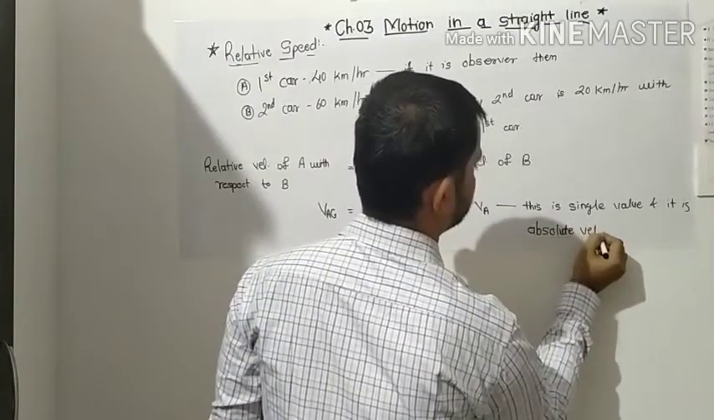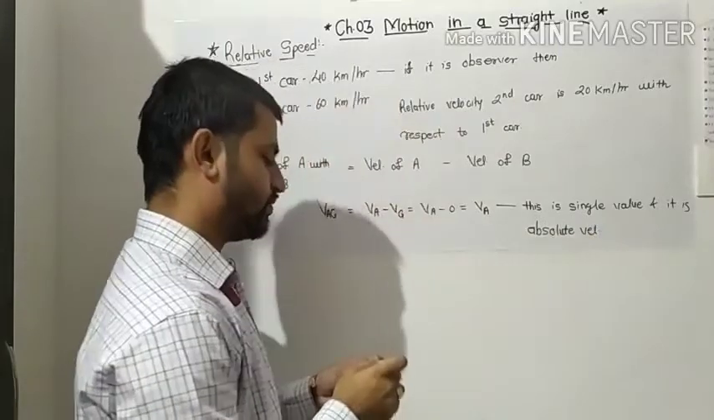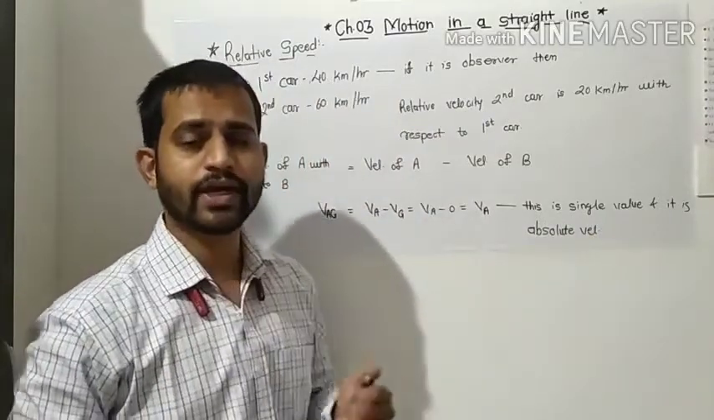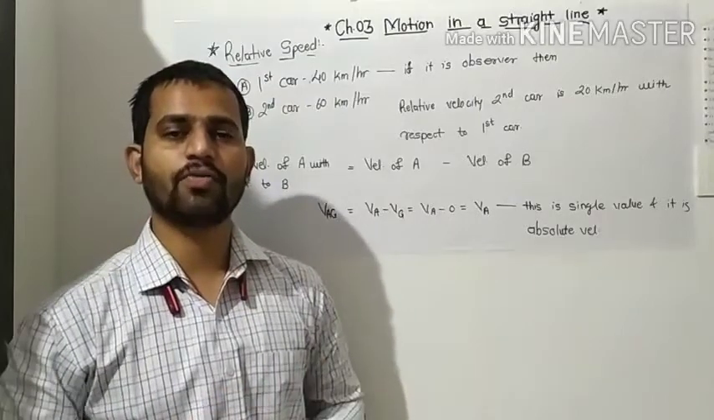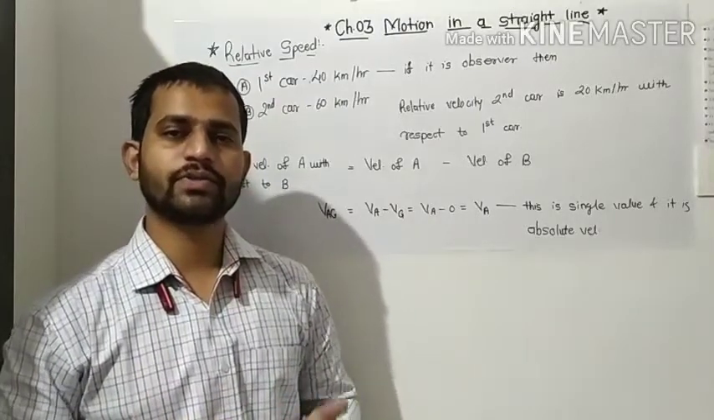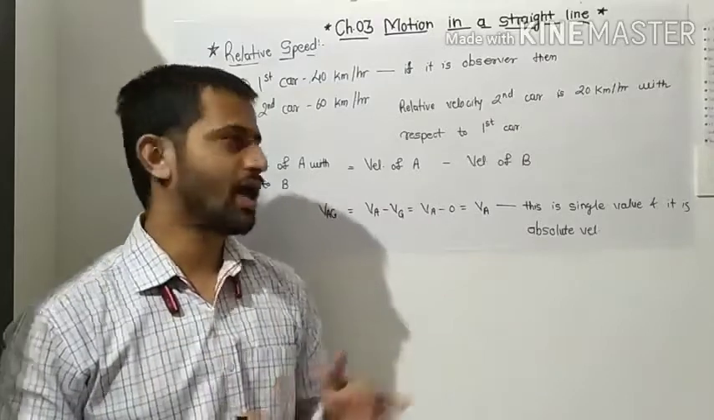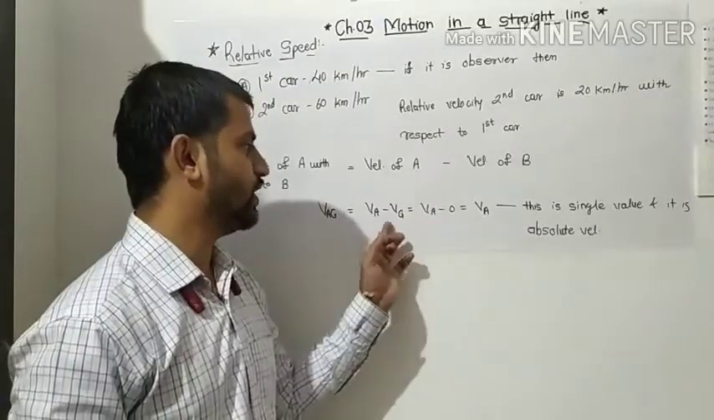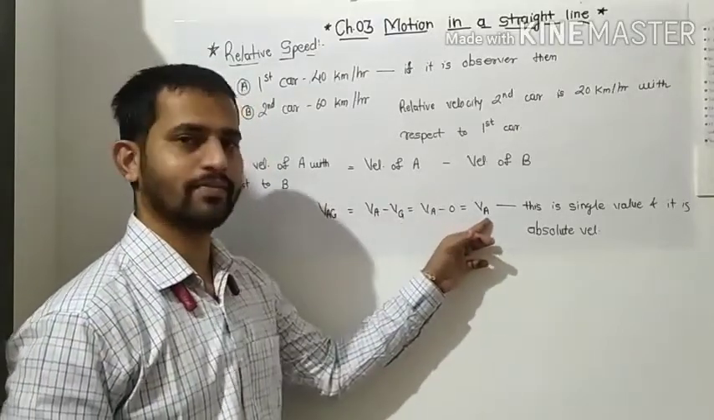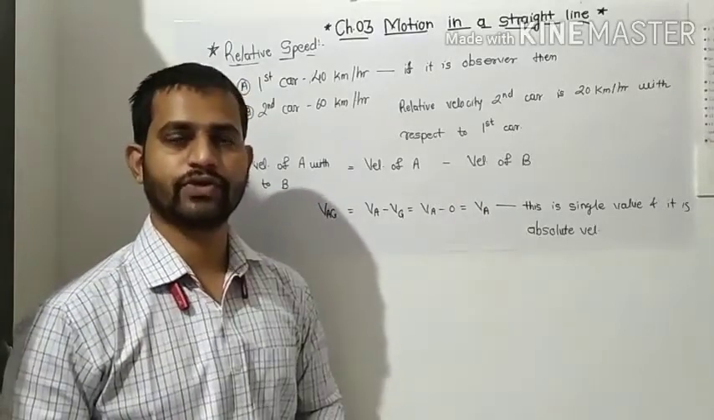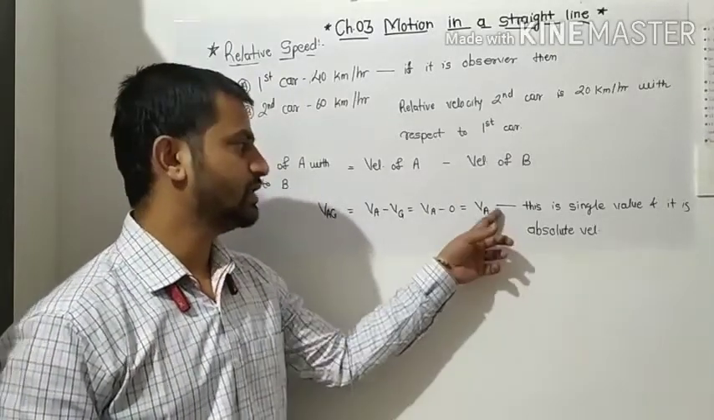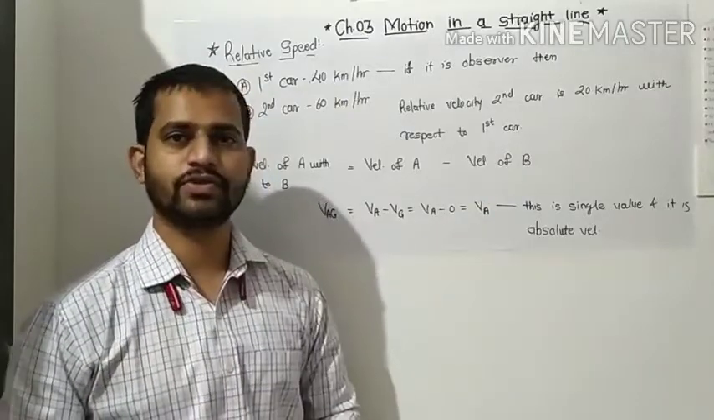velocity. Okay. Whenever we have to consider the velocity of any body with respect to ground, then we get the value of that body with respect to ground as same as its velocity, because VA minus VG equal to VA. Okay, where the VA is known as the absolute velocity. Okay, then in that case, this type of velocity is known as the absolute velocity.